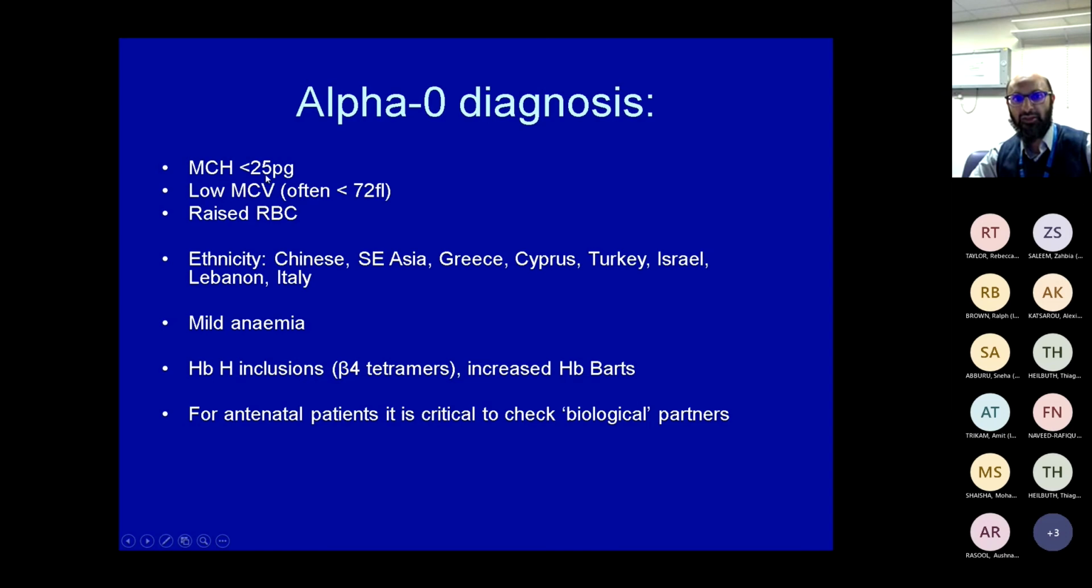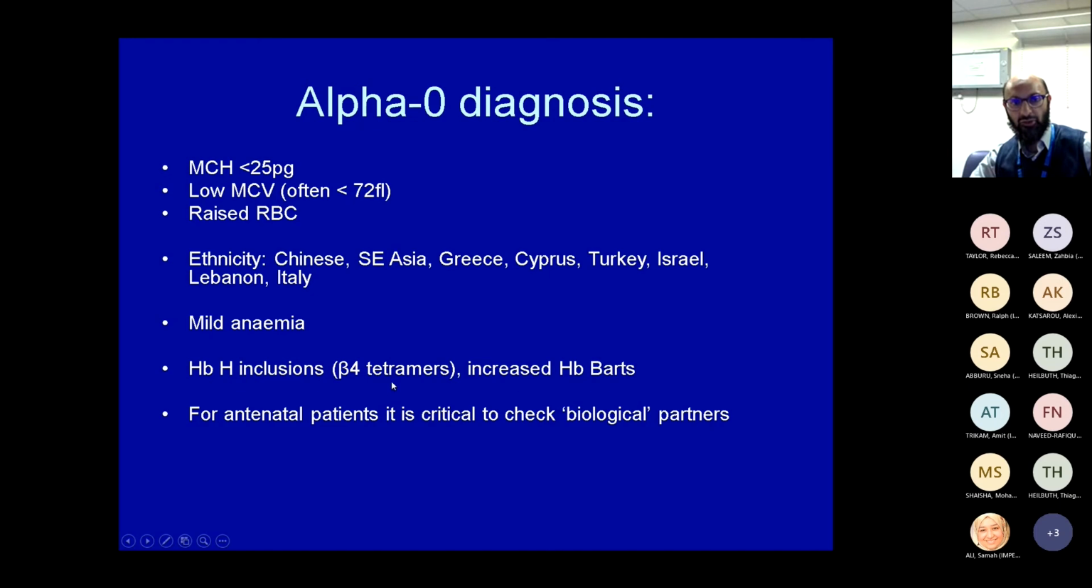So if it's less than 25 picograms, the MCV also tends to be lower, and the RBC tends to be higher. So all of these features are seen in both alpha plus and alpha-0 thalassemia, but they tend to be more severe in alpha-0 thalassemia, the indices, so that normally we take the MCH less than 25 as an indicator of possible alpha-0 thalassemia. And the geographic distribution of alpha-0 thalassemia, we've already mentioned Southeast Asia and the Mediterranean countries. And alpha-0 thalassemia in the heterozygous state results in a mild anemia.